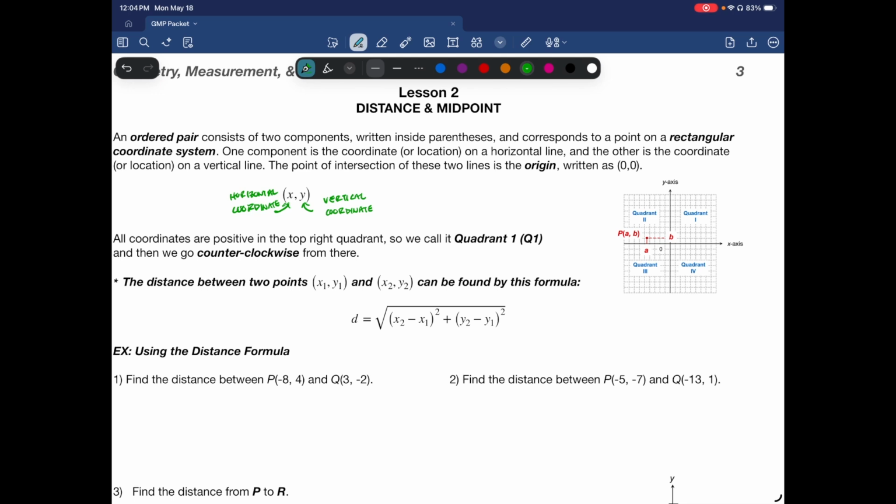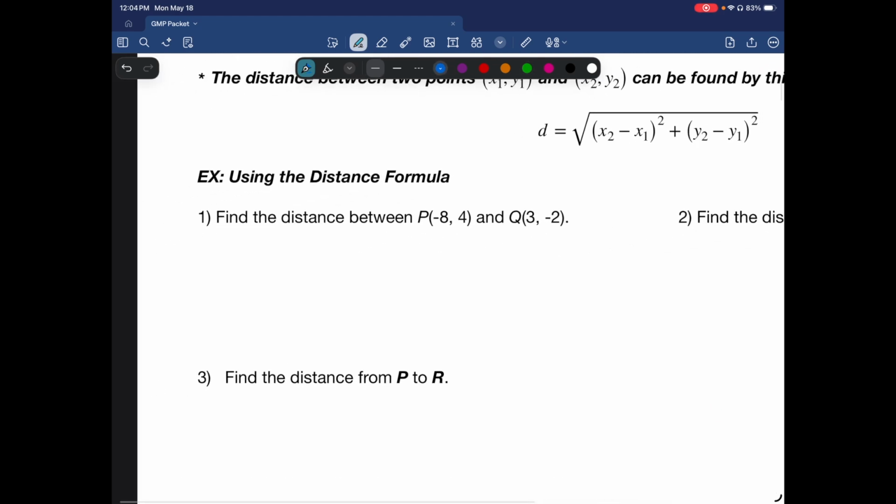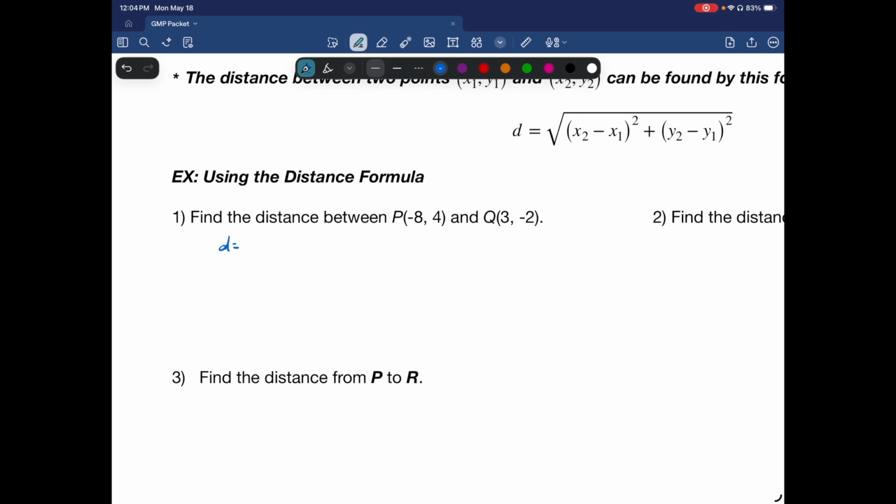Okay, now the distance between 2 points, x1, y1, and x2, y2, can be found by this formula. All right, so let's find the distance. So the distance here is going to be 3 minus -8 squared plus -2 minus 4 all squared. Okay, so 3 minus -8, that's going to be 11. So you got 11 squared plus -2 minus 4 is going to be -6. You got -6 squared.